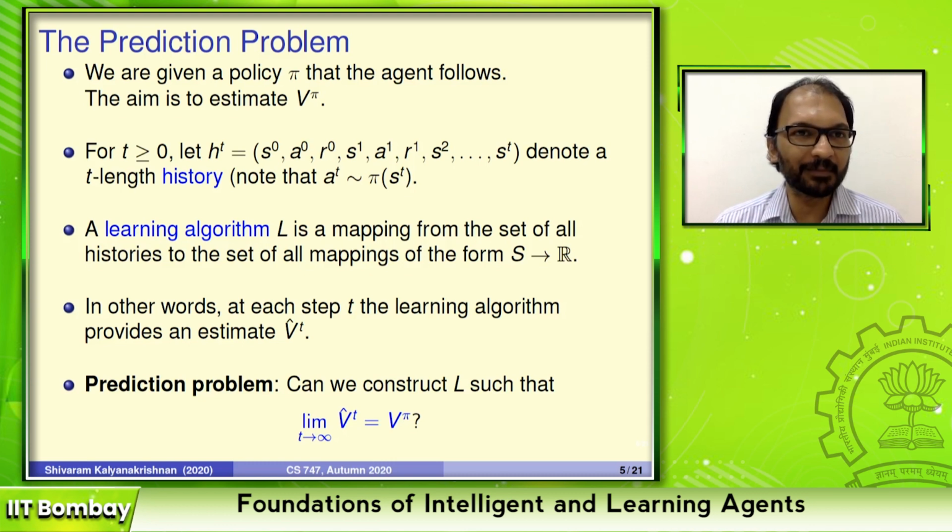But if you want to be very precise, maybe the definition that we should apply is convergence in probability. That means you give me any epsilon and delta greater than 0. Then what we want is that there must be some time t naught beyond which, for all t greater than or equal to t naught, the probability that the max norm between v pi and v hat t exceeds epsilon should be smaller than delta.